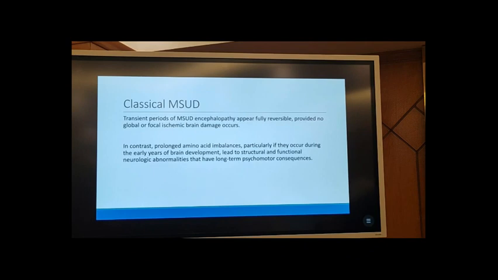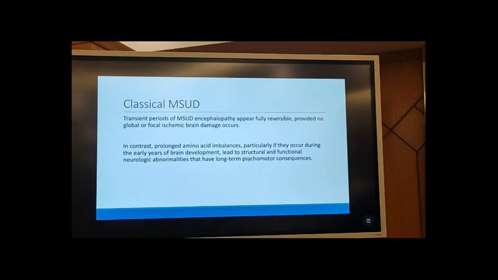On the other hand, if the patient is submitted to prolonged amino acid imbalance, meaning that he is taking a lot of leucine or the offending amino acid, in particular if this occurs during the early years of brain development, then this would result in structural and functional neurological abnormality that has long-term psychomotor consequences.